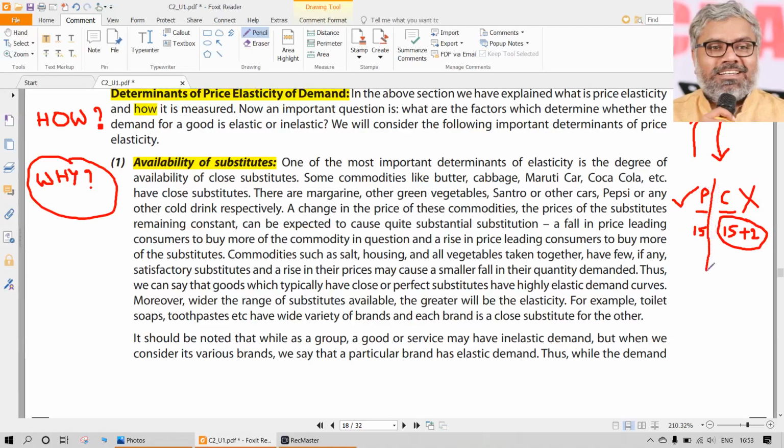Why does that happen? Most of the people will do that. Some of you may say, sir, I don't like Pepsi, I like only Coca-Cola, I will not choose Pepsi. Exceptions apart, exceptions will always be there. But most of the public, most of the consumers will shift from Coca-Cola to Pepsi because the price of Pepsi is cheaper and Coca-Cola has become costlier. So why is this happening? Understand this. Because these two are close substitutes.